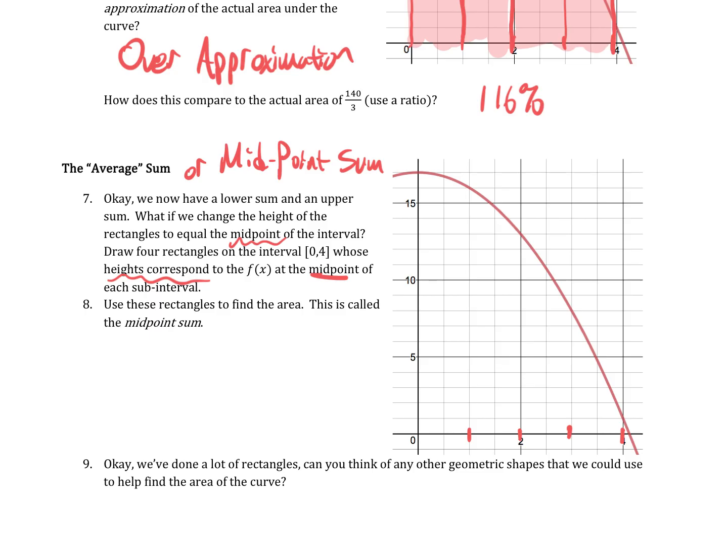So if we take this half, we're looking at a half here. If we go on up, where does it hit? It hits the graph right here. That's going to be the height of our rectangle. This next midpoint hits right here.